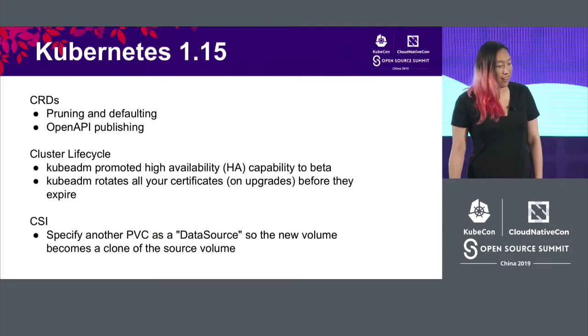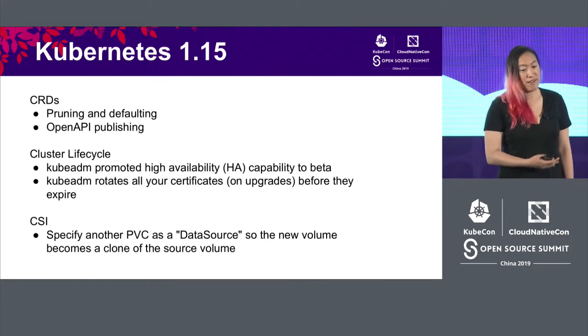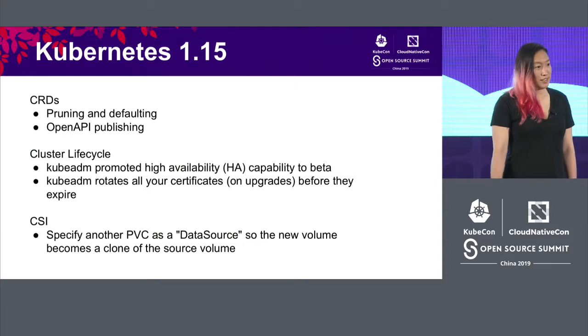There's also a call out for CSI. I want to call out that you can now clone another volume by specifying a data source to clone from.